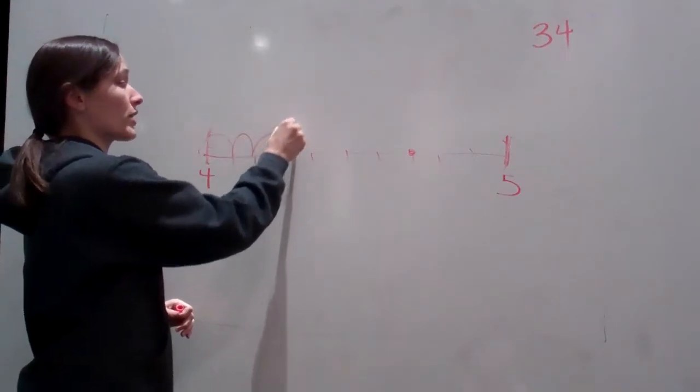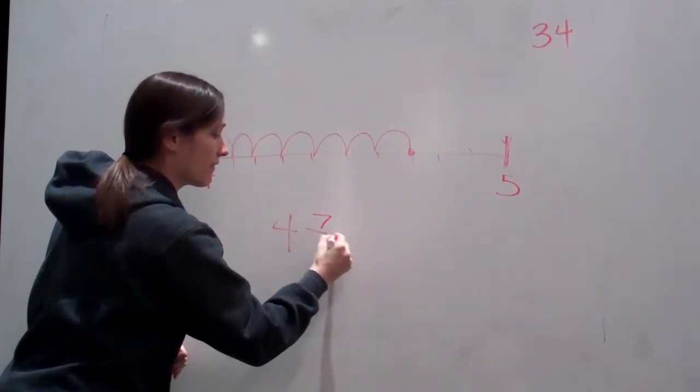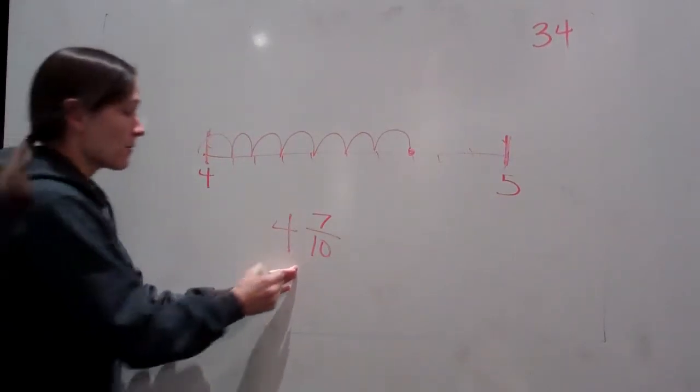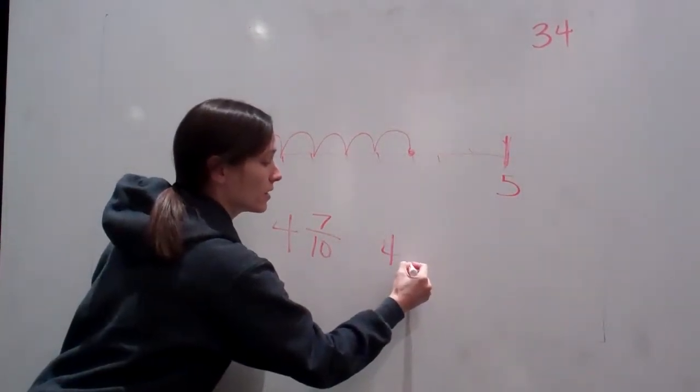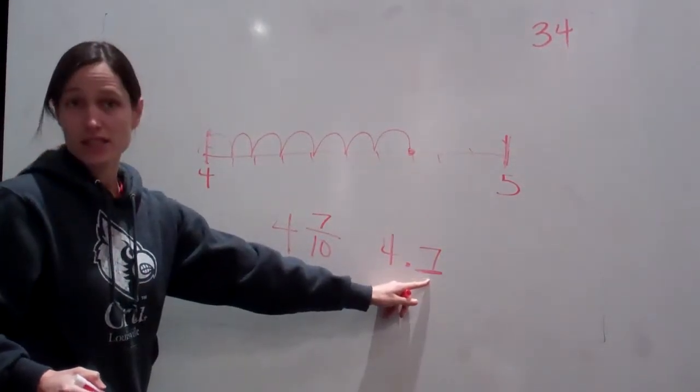1, 2, 3, 4, 5, 6, 7. So I would say 4 and 7 tenths, right? But what does that look like as a decimal? 4.7. Everybody remember that? Because the tenth spot, this is tenths, and then the 7 goes in that tenth spot.